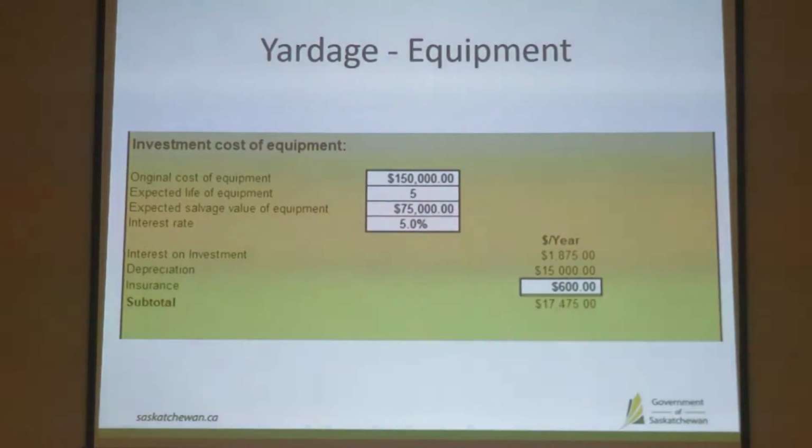Here's the big expense, our equipment. If we look at the original cost of that equipment, say we have $150,000 invested in feeding equipment, we expect it to last, we're going to keep it for 5 years and then trade it off or sell it. At the end of those 5 years, we think it should be worth about $75,000. We're paying 5% interest, so interest on that is $1,875 a year, and depreciation is $15,000. We're going to pay some insurance on that equipment, $600, so you can see the equipment cost per year is about $17,500.